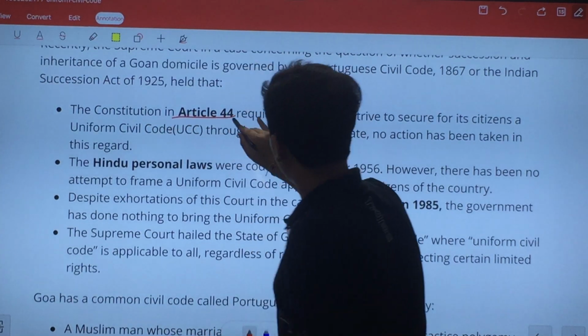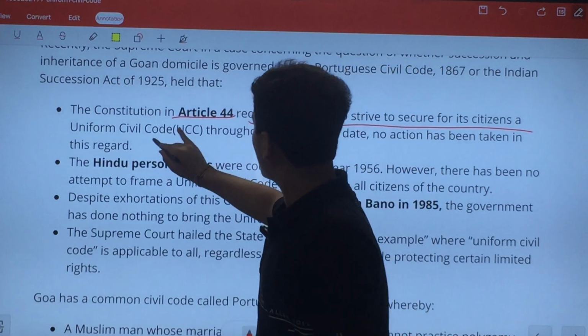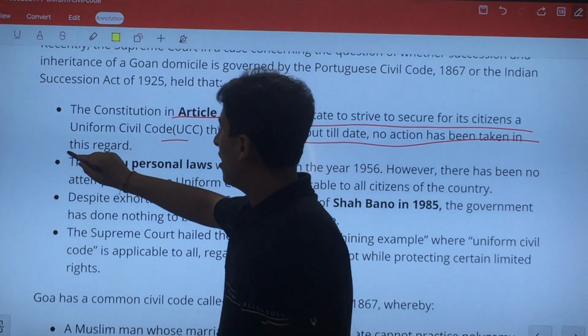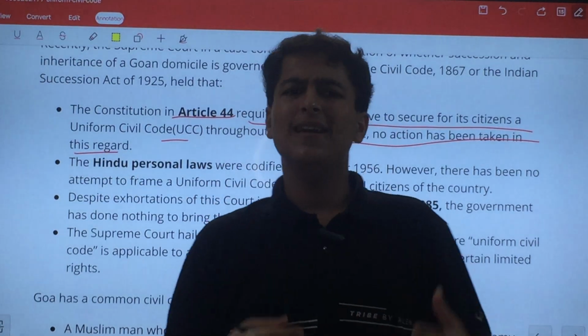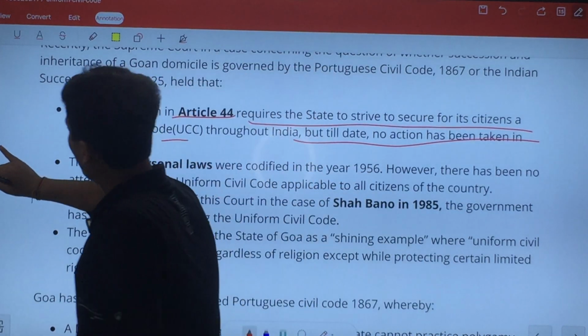The Constitution in Article 44 requires the state to strive to secure for its citizens a uniform civil code throughout India, but till date no action has been taken in this regard. What is the need for the government to implement the Uniform Civil Code? So we'll understand. First of all, in order to understand the Uniform Civil Code, we'll have some basic meaning.